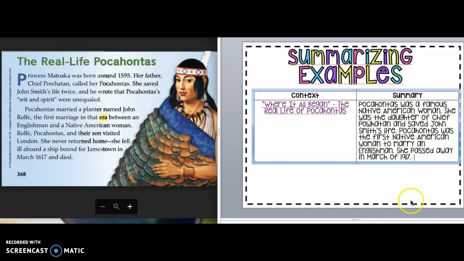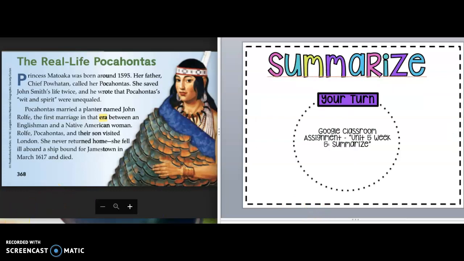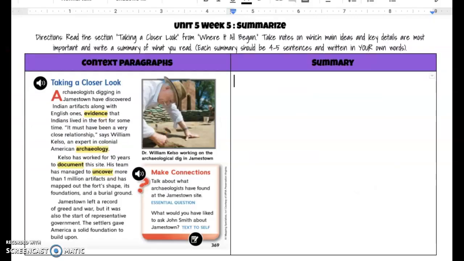Now, you're probably asking yourself, well, what's going to be my assignment? You are going to head over to Google Classroom, and you are going to complete the assignment that's labeled Unit 5, Week 5, Summarize. Here's what the assignment looks like. When you get to Google Classroom, here's the assignment. You will be reading, taking a closer look, and summarizing it in your own words.